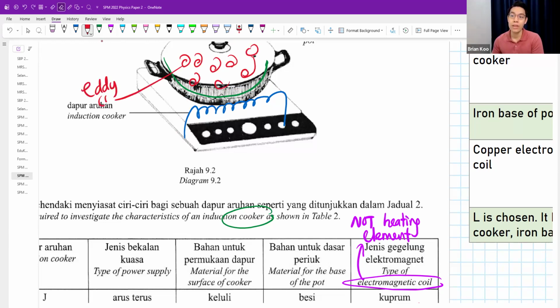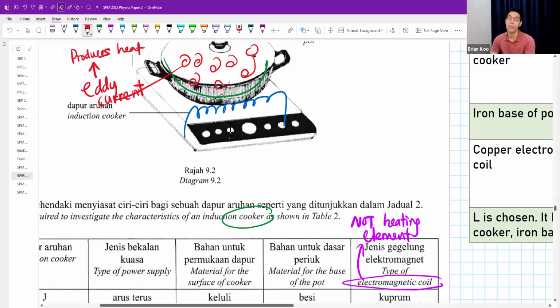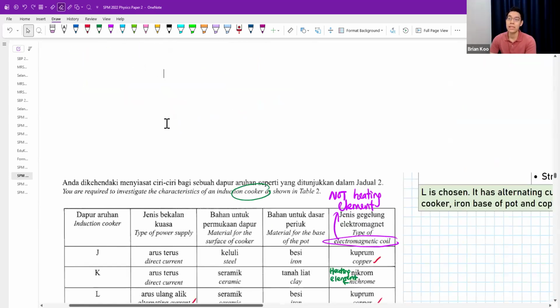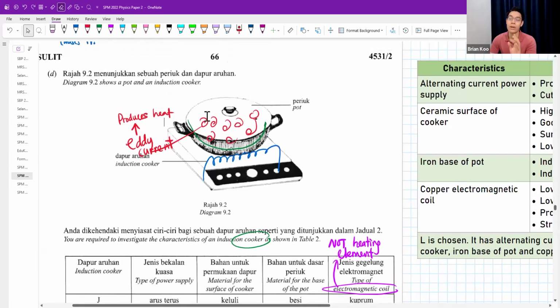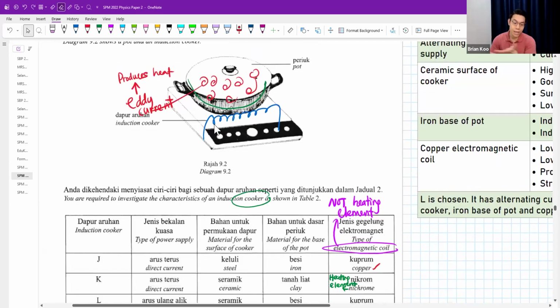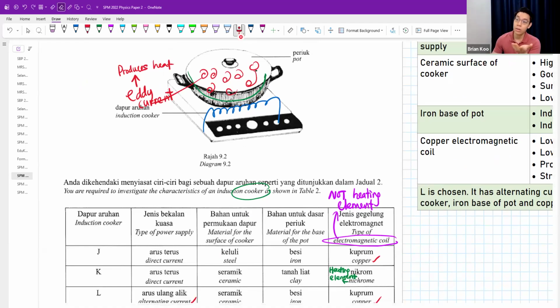Eddy current is very useless in a transformer, but eddy current is useful in an induction cooker because eddy current produces heat. Eddy current at the bottom of the pot. So you look at the whole picture, please understand only the bottom of the pot is hot. Only the base of the pot is hot. Is the coil hot? No. Is the surface of the cooker here hot? It's not supposed to be hot directly.